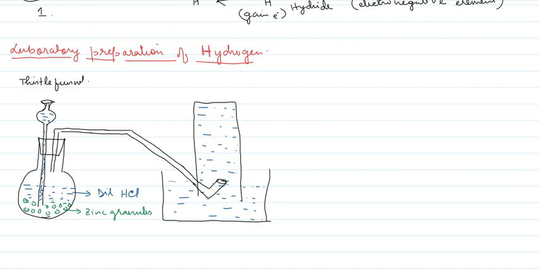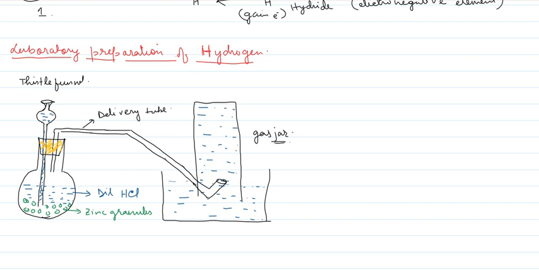This is the cork. Okay, the cork is fitted, and through the cork what is kept? Thistle funnel is inserted, and a delivery tube is also inserted. This is called the delivery tube. And this is our gas jar, and this is the laboratory preparation of hydrogen gas.